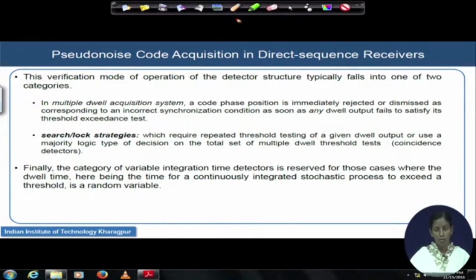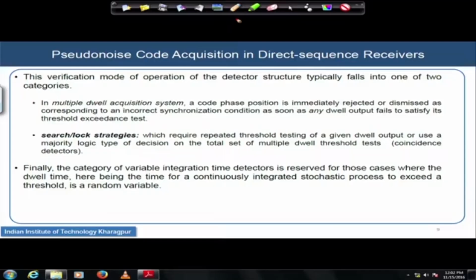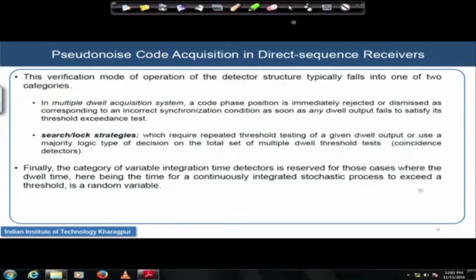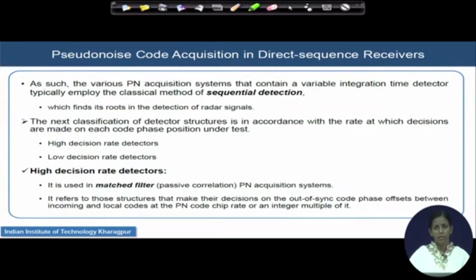For variable integration time detectors, you can actually vary the integration time of the integrate and dump receiver on the fly, and hence it is a stochastic process, and the choice of this integration time itself is a stochastic process, and hence the whole decision, how many times the correlation difference is crossing the threshold, is also a random variable. A very good example of this variable integration time detector is that used in radar signal processing, and a classical example is sequential detectors.